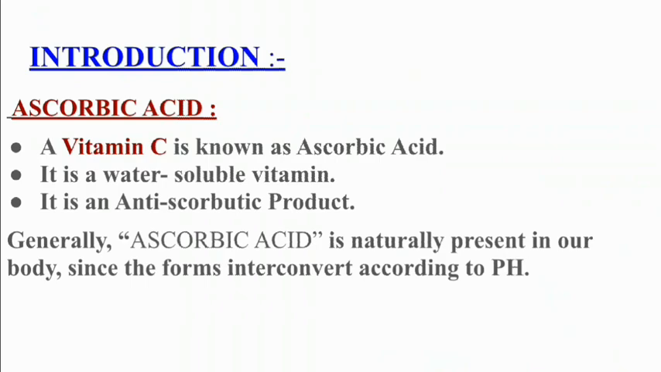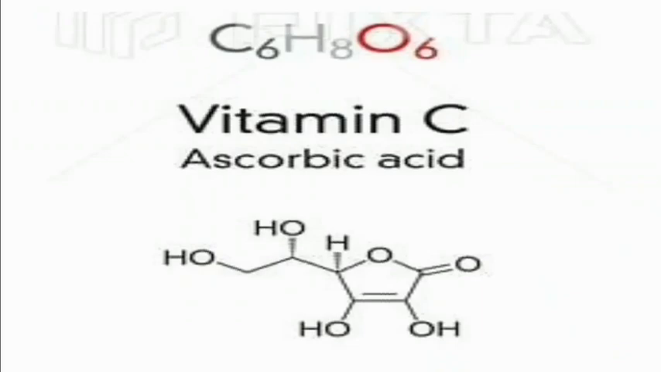Introductory part of ascorbic acid. Ascorbic acid is also known as vitamin C. It is also called an anti-scorbutic product. It gains its name scorbutic from the Latin term scorbutus, meaning scurvy. In a biological system, ascorbic acid, which lowers the pH, is oxidized to dehydroascorbic acid. It is a water soluble vitamin. Ascorbic acid and ascorbate are naturally present in our body, since the forms interconvert according to pH. This is the general structure of ascorbic acid.